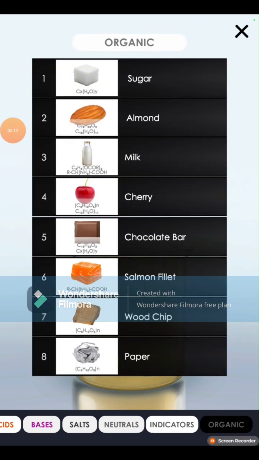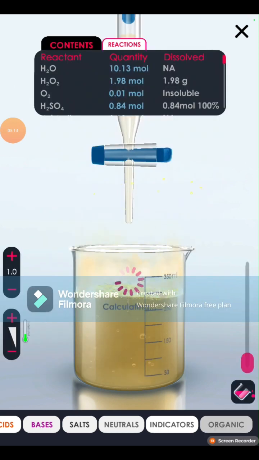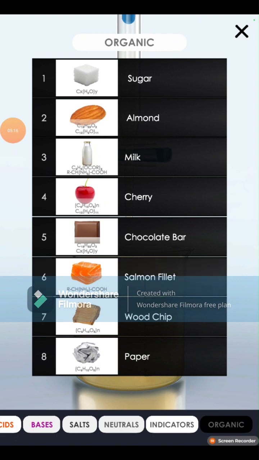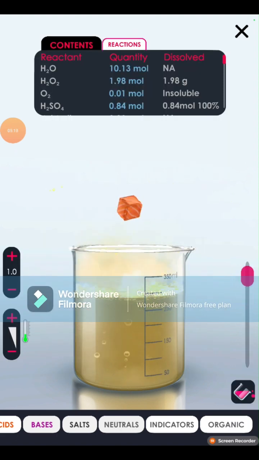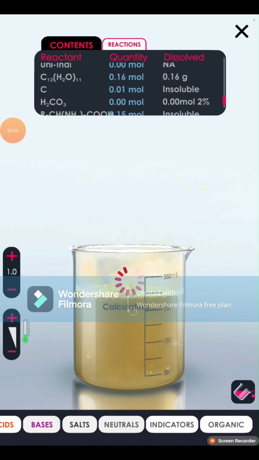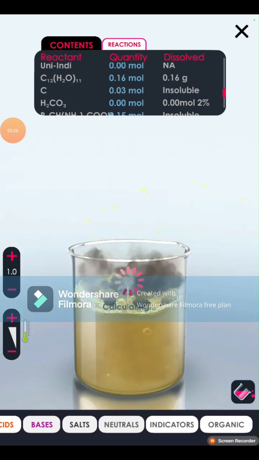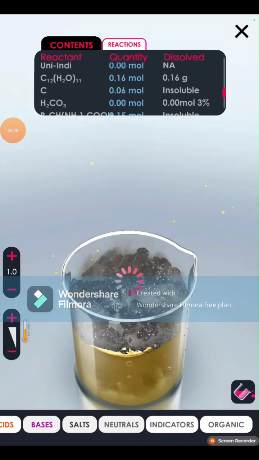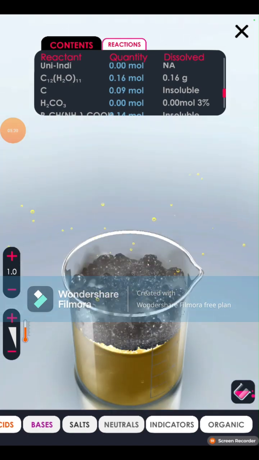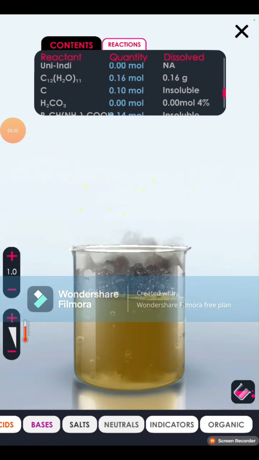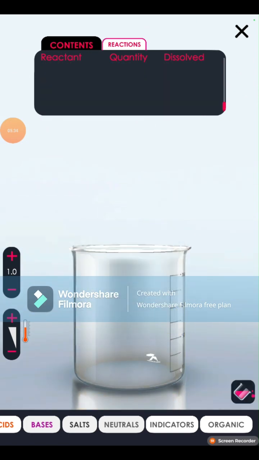Now let's put milk over here. Milk is not sufficient, so let's use salmon fillet. We just put it over here. As you can see, it has started dissolving over here, and bad things are coming out. As you can see over here, let me just clear it.